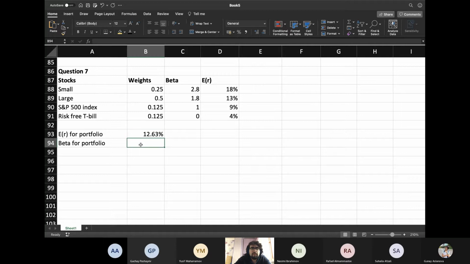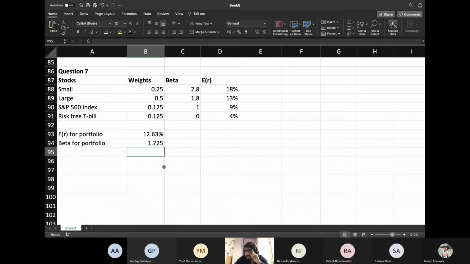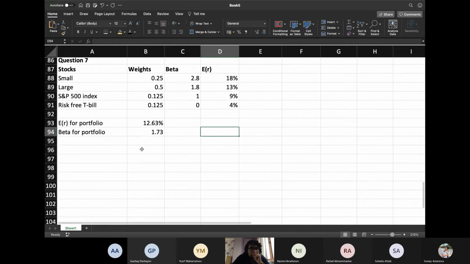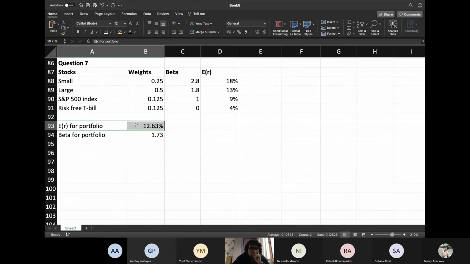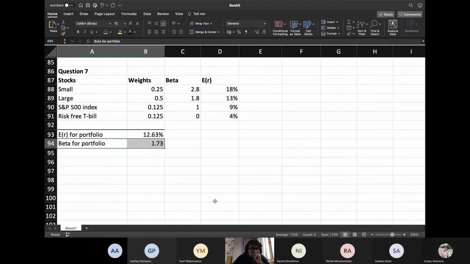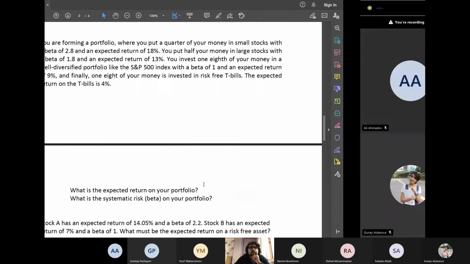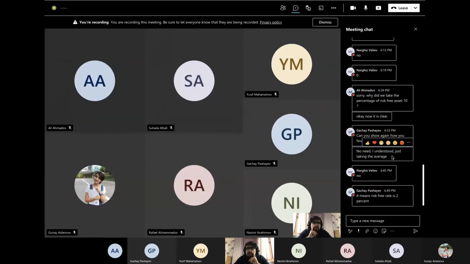And the beta for the portfolio is again the weighted average of all betas. We're done with this question, the 7th question. So do you have any questions?